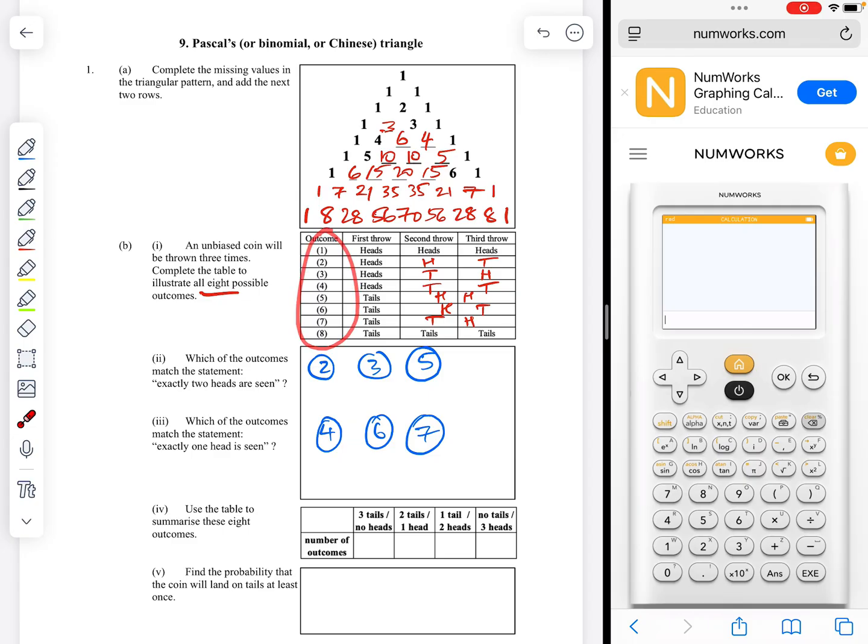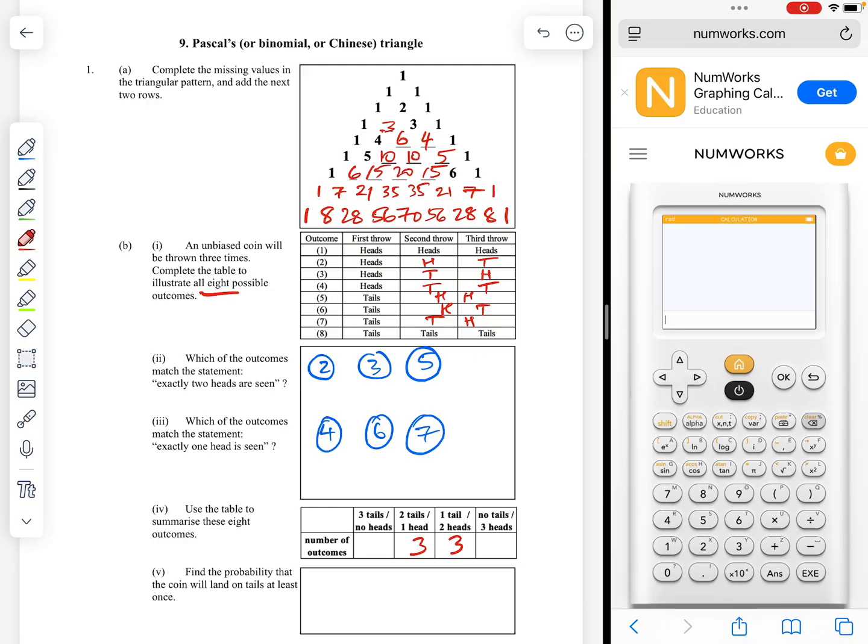So whilst we've got 8 outcomes, if we were to describe them as 3 tails, in other words, no heads, 2 tails and 1 head, 1 tail and 2 heads, no tails and 3 heads. When we look at this one, 2 heads, 2, 3 and 5, we can see that 2 heads is 3 ways. There are 3 outcomes like that. We also worked out that for 1 head, 2 tails and 1 head, that was those. So we have 3 here.